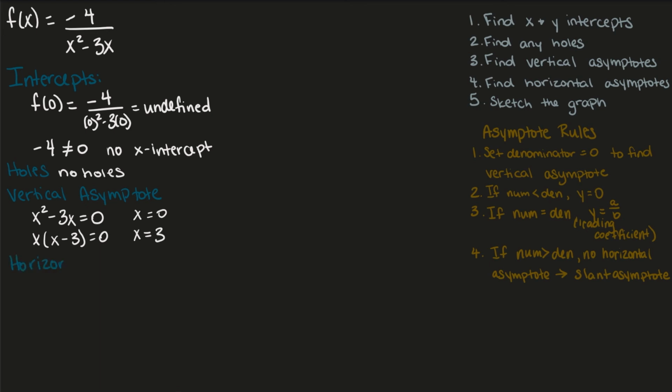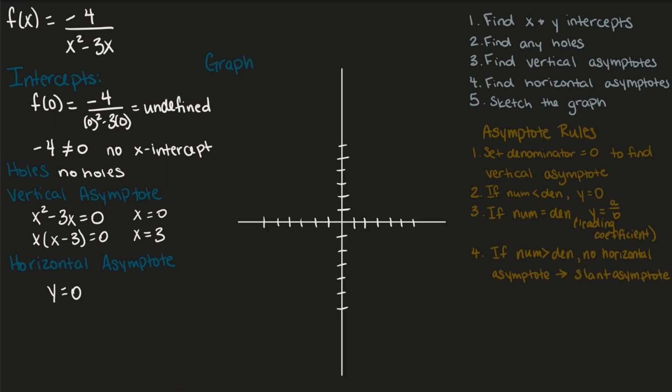For our horizontal asymptote, the degree of our numerator is 0 and the degree of our denominator is 2. Since the degree of our numerator is less than the degree of the denominator, our asymptote is at y equals 0. Now let's graph. Let's start with those asymptotes. So we have one at y equals 0, one at x equals 0, and one at x equals 3. Next, we don't have any intercepts. The last part is to actually sketch this graph.